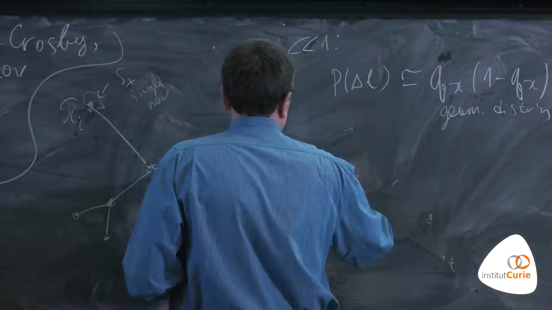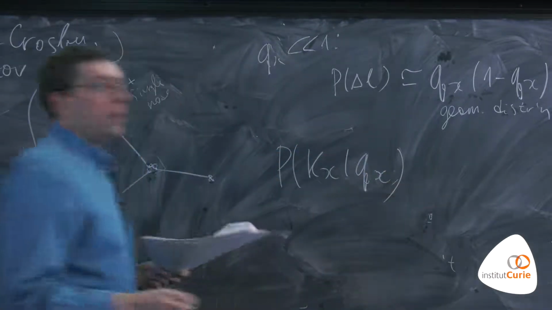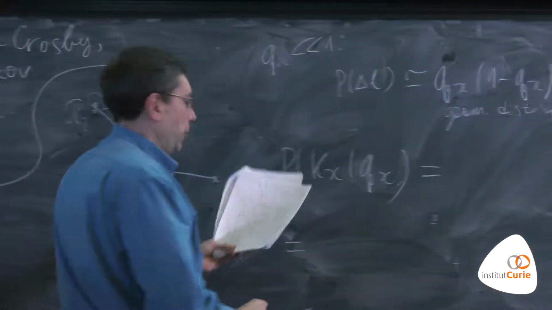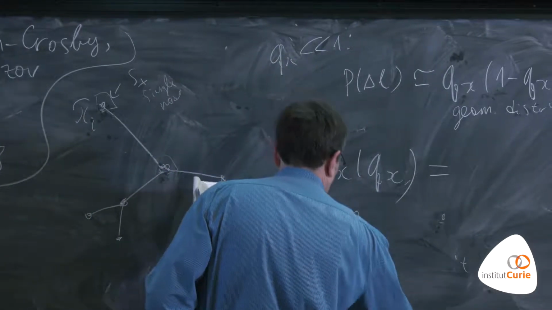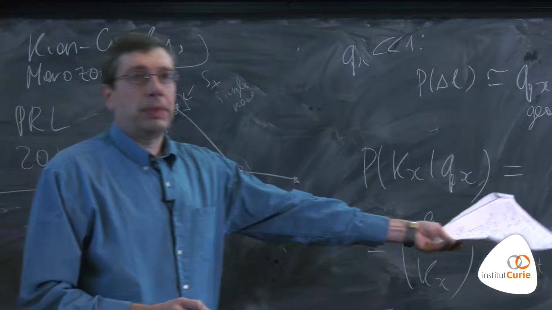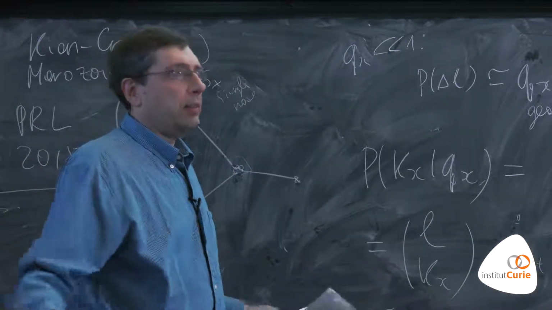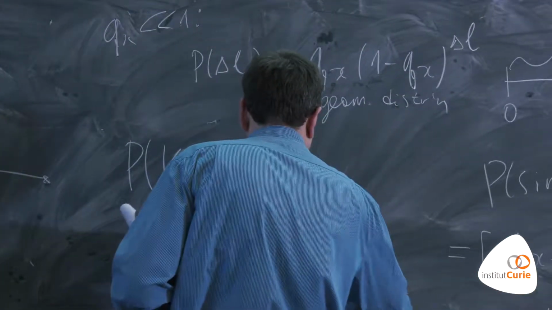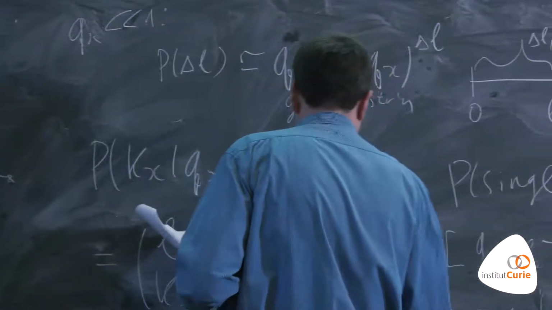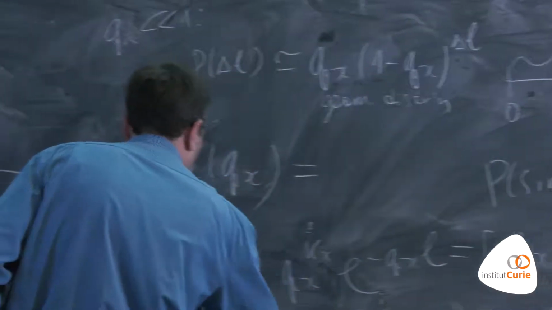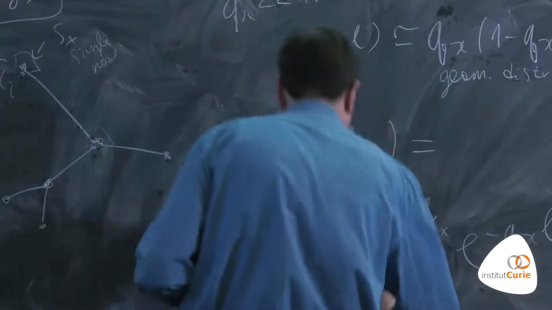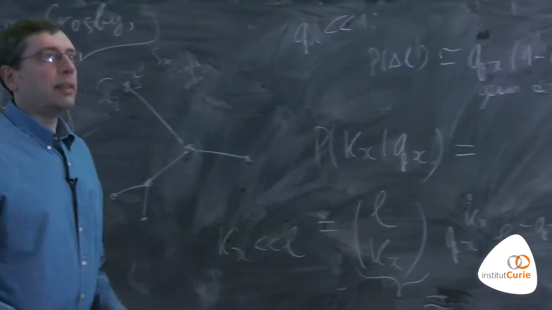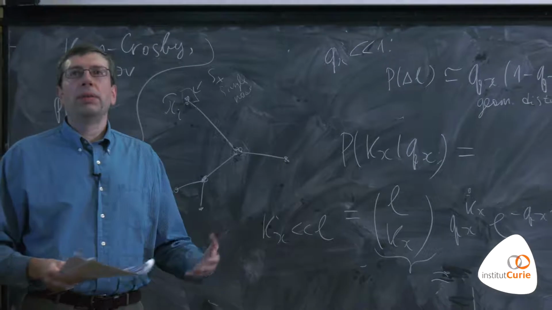So now we're getting closer to something. The probability of Kx given Qx is this single configuration probability times a combinatorial factor that sums over all configurations. And here is a nice surprise. Remember that Kx is much less than L, so this is consistent with the rates being low.